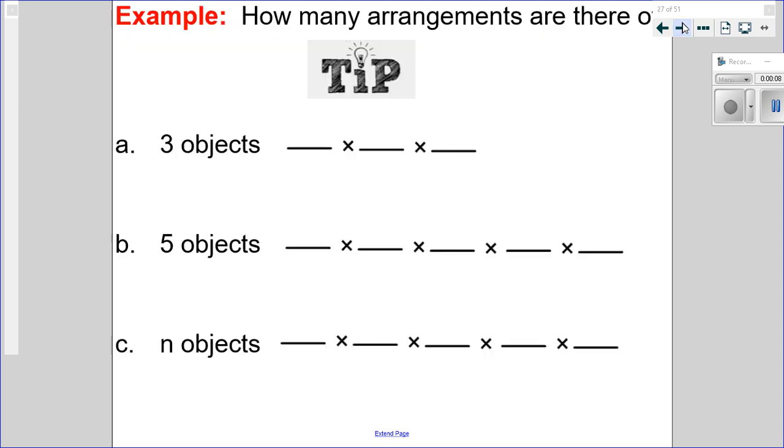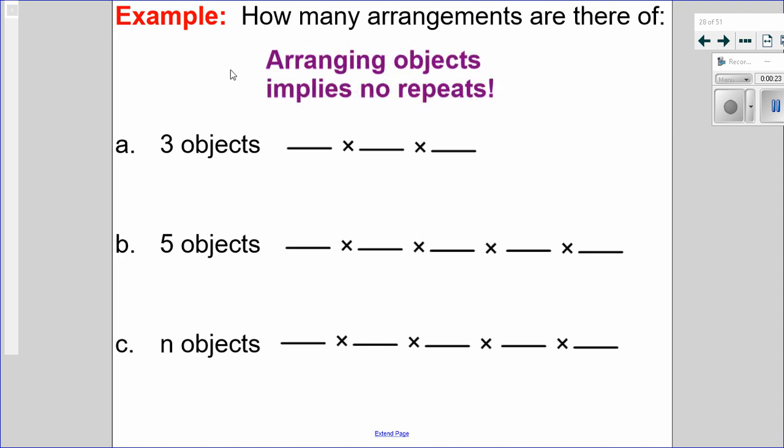Let's get started. I want to review what we've done before so we can build on it with something like this. How many arrangements are there of 3 objects, 5 objects, and n objects? A little bit of a tip: when I'm talking about arranging objects, that implies no repeats. You can't duplicate objects that you're arranging.